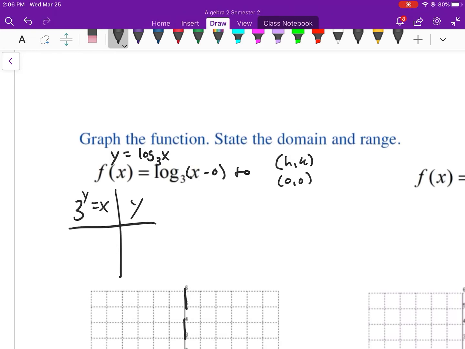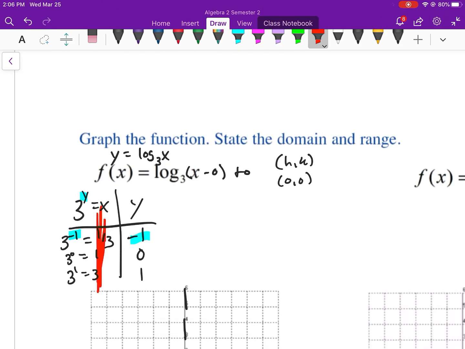We're just doing an xy table. And now, when we did exponentials, we did negative 1, 0, 1 in x. For logs, we're going to do negative 1, 0, 1 in y. Now, when we take these values, we're saying 3 to the negative first because it's 3 to the y. Y is negative 1. Just replacing those, which is 1/3. 3 to the 0, anything to 0 is 1. 3 to the first, that is 3.